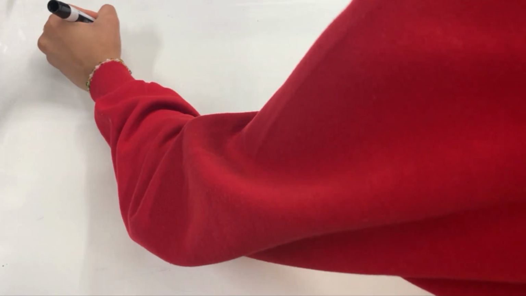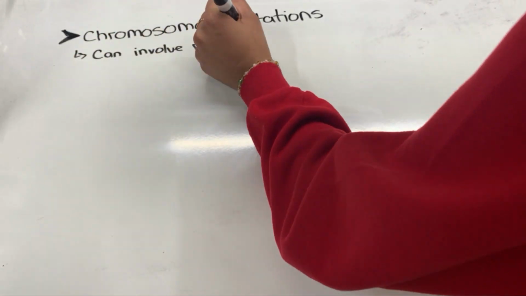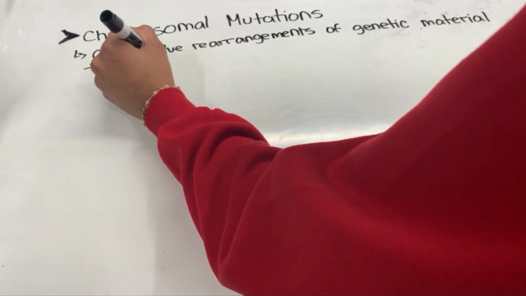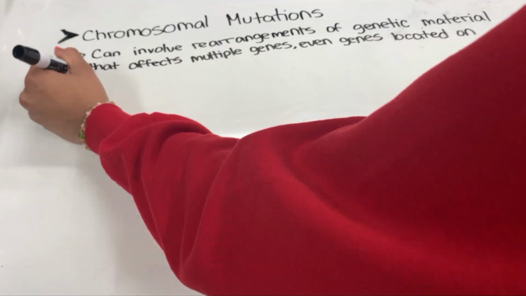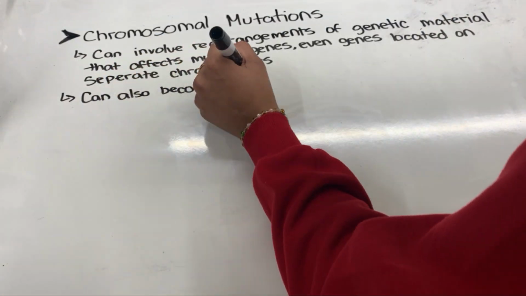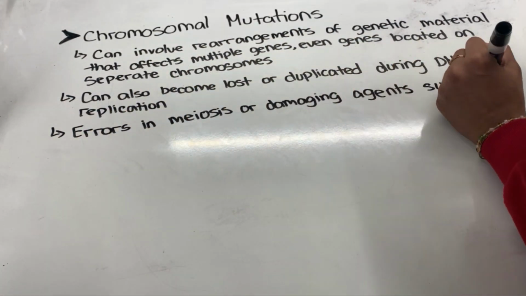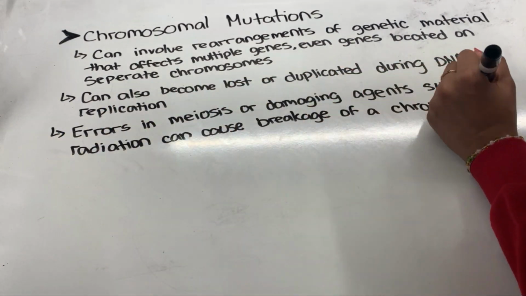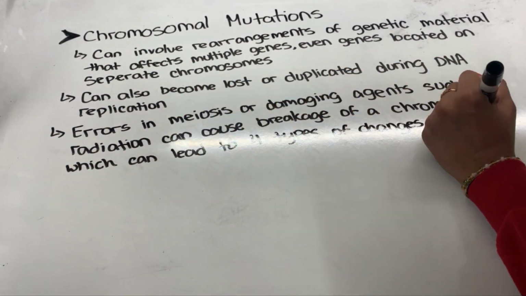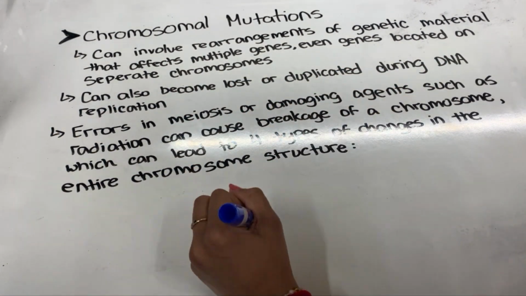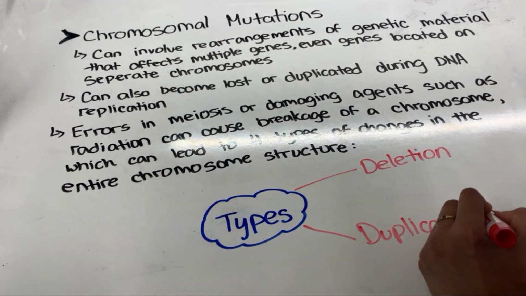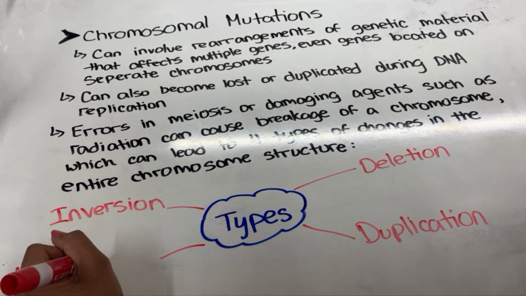Now that we've covered small-scale mutations, let's move on to large-scale mutations that can have a severe impact on large chromosomal regions. Also known as chromosomal mutations, these can involve rearrangements of genetic material that affects multiple genes, including genes located on separate chromosomes. Errors in meiosis or damaging agents such as radiation can cause a breakage of a chromosome, which can lead to 4 types of changes in the entire chromosome structure.